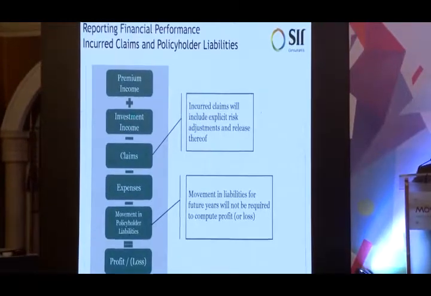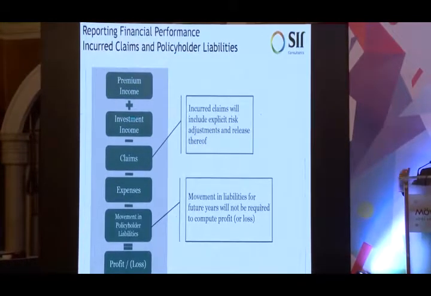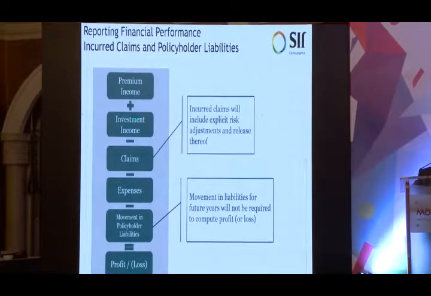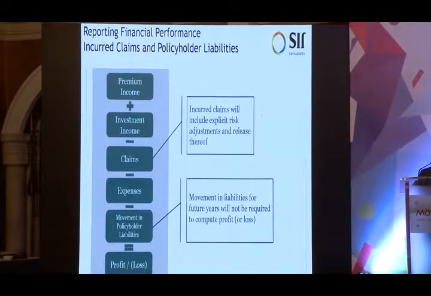Other changes include the claims incurred and the claim reserves. They will have to be valued on best estimate, and there will have to be an explicit margin for risk. Currently, the practice is to value claim reserves on a prudent basis and to build the risk margins within the reserves. But this will now have to be segregated. And finally, and most importantly, we will no longer need the movement in policyholder liabilities to compute the profit and loss.